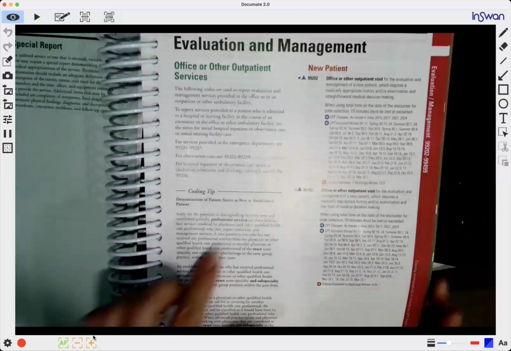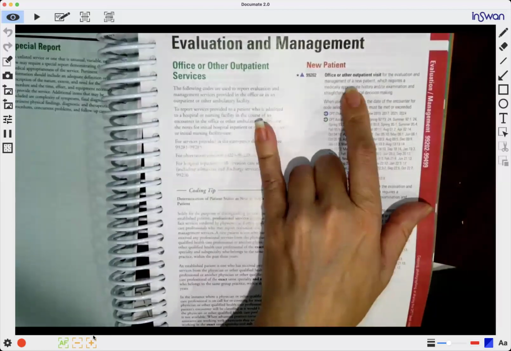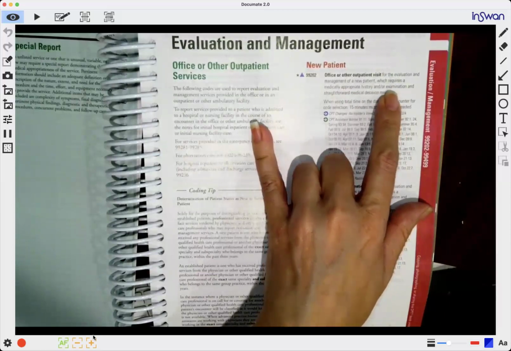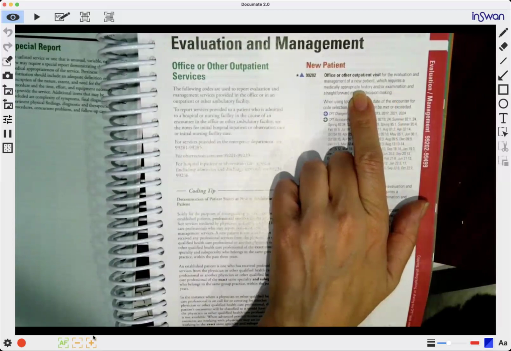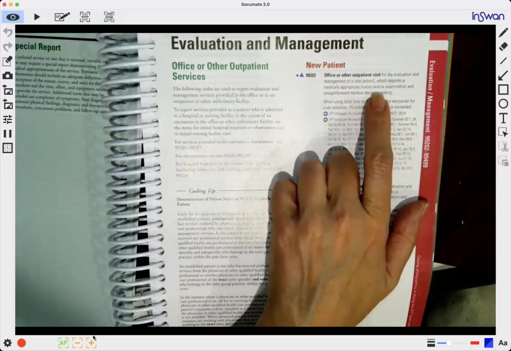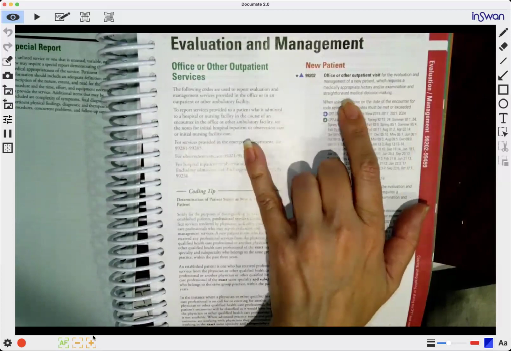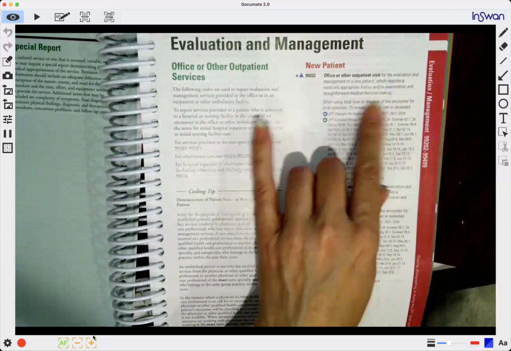And this is where we see the new patient, 99202, the evaluation and management of a new patient, which requires a medically appropriate history and exam. And medically appropriate is determined by the clinician. They determine what kind of history and physical is appropriate. And then what we need to figure out is the medical decision-making piece. So it says, and straightforward medical decision-making.